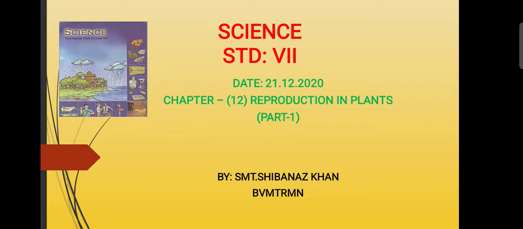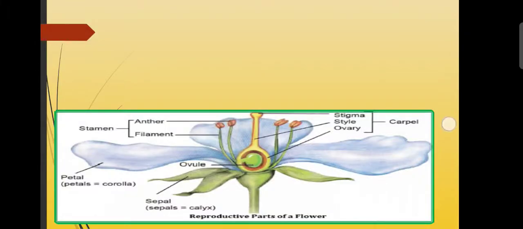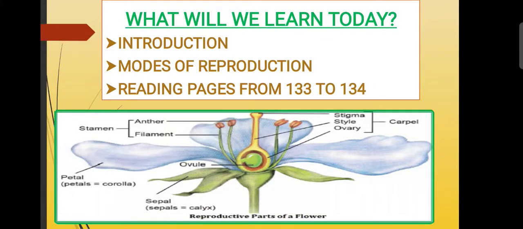Today we will start chapter number 12, Reproduction in Plants. What are we going to learn in this chapter, as the name suggests? First we will learn about the introduction of the chapter. Then we will see the different modes of reproduction. And we are going through page number 133 and 134.